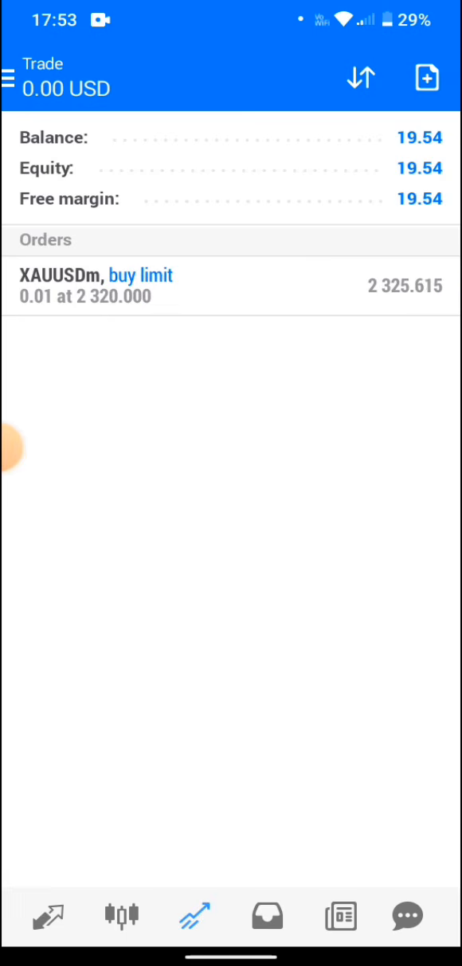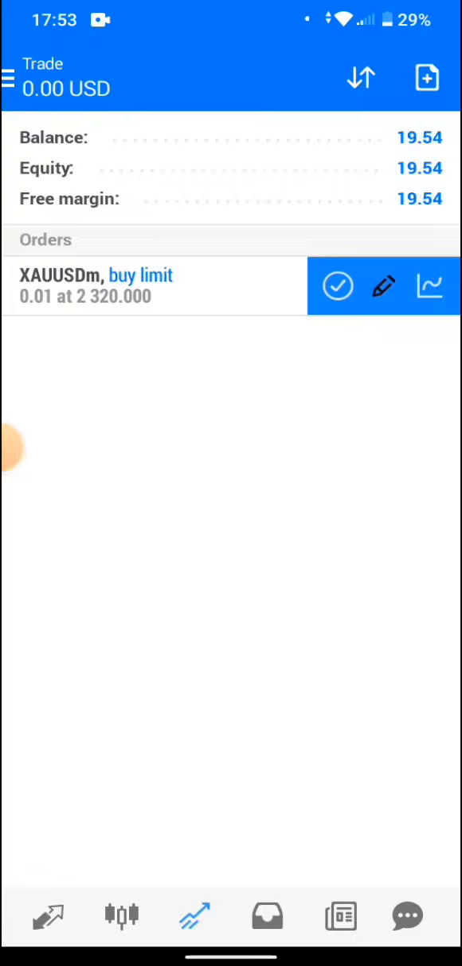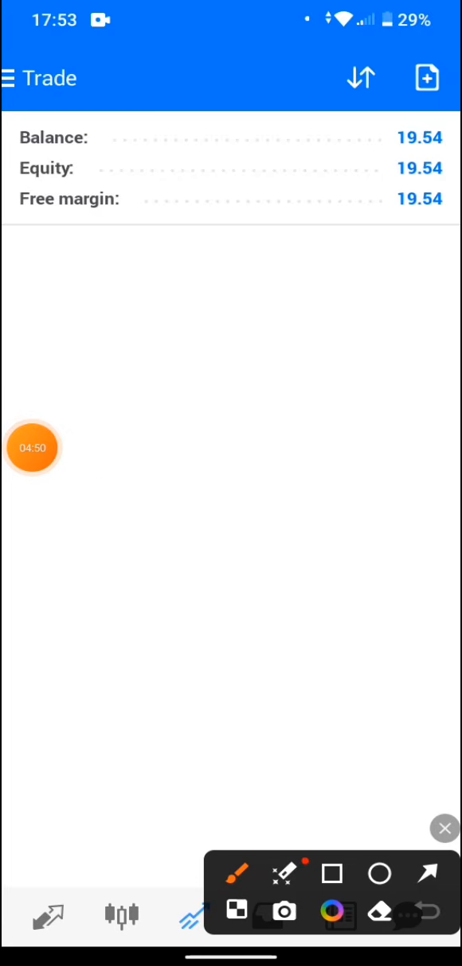So now let's come to sell limit. If you want to cancel the order, you can basically just slide like this and delete it. You have deleted the order. All right, now let's come to the opposite. We have what we call sell limit. Whenever you are selling, you already know the market is going to go down.